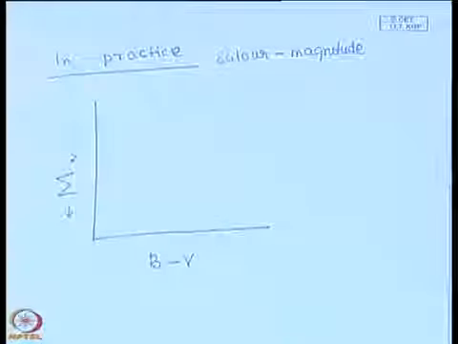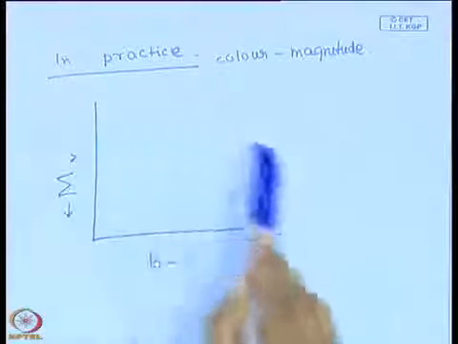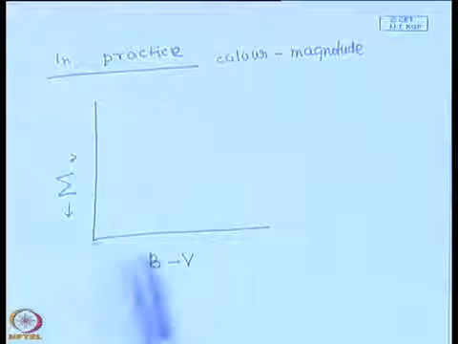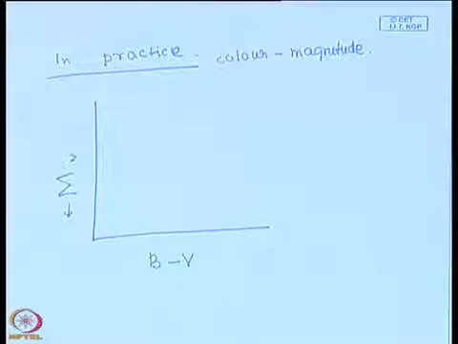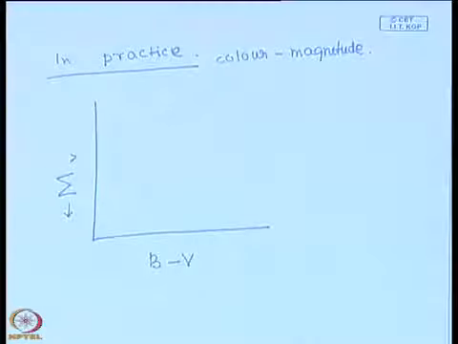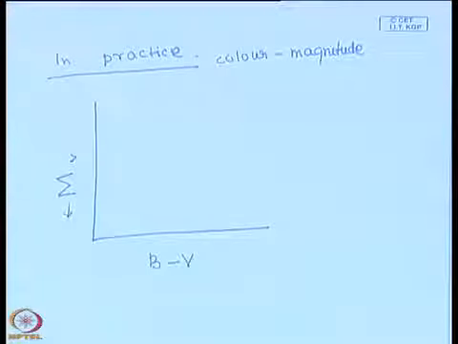Now, a point which I should make, that early on when this diagram was introduced, at the end of the 19th century or beginning of the 20th century, people had no method of determining distances to stars except for parallax. Even now there are very few direct methods, but the parallaxes were measured only for very nearby stars. So, there was no way you could determine the absolute magnitudes.